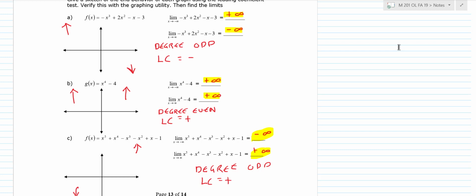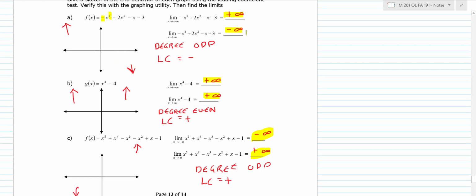Okay, and move ahead if you're ready. Okay, so let's see. This is leading coefficient negative, degree odd. Therefore, the graph looks like this. That would mean as x goes to negative infinity, the graph goes to positive infinity. As x goes to positive infinity, the function values go to negative infinity.